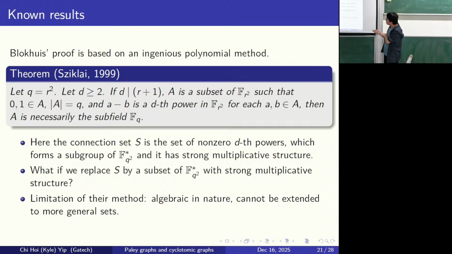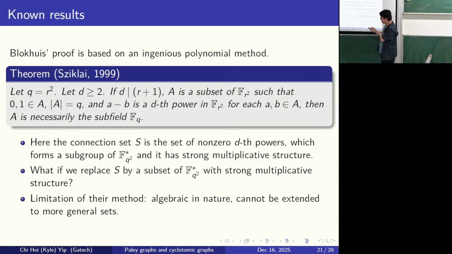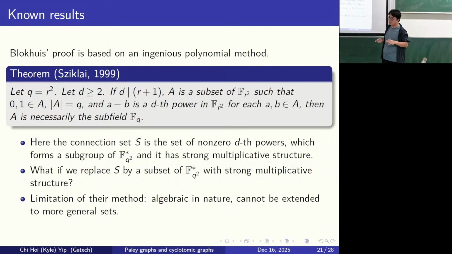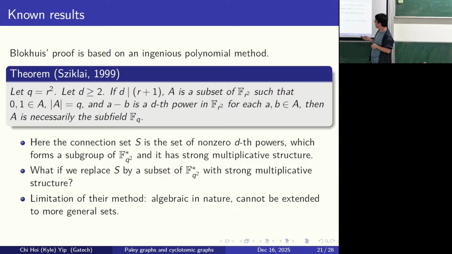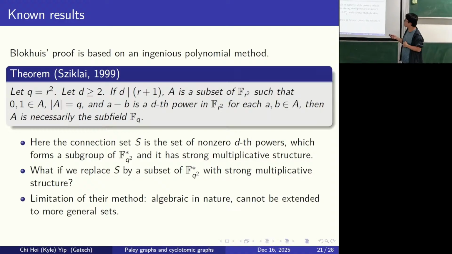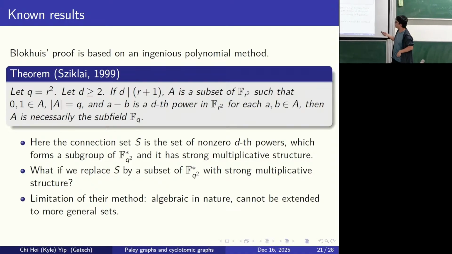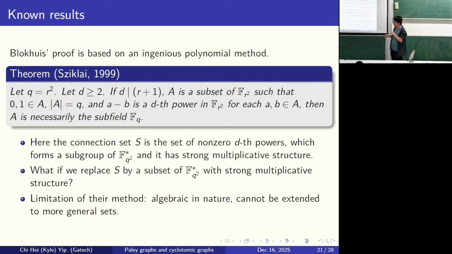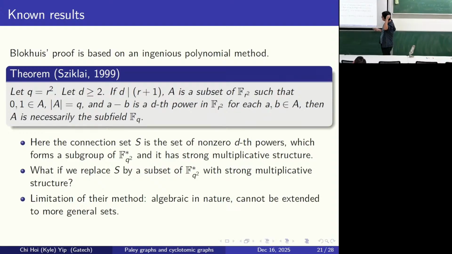Okay. So I mentioned earlier that perhaps we want to consider a more general family of graphs other than just the connection set being a subgroup. So the natural question is, what if we replace this connection set S, which is a subgroup, by something which has a nice multiplicative property, namely that the doubling constant is small? That's something that I'm interested in, and there are also some conjectures by others about this.